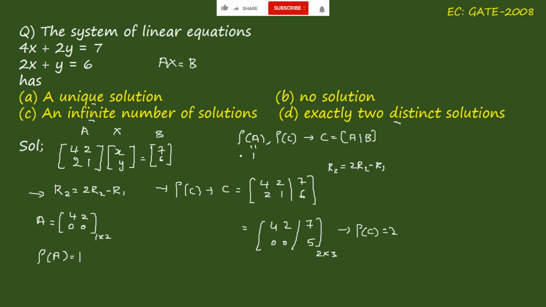You can see that the rank of C is equal to 2, which is not equal to 1. So the rank of A is not equal to the rank of C. So it has no solution. So the answer is option B.